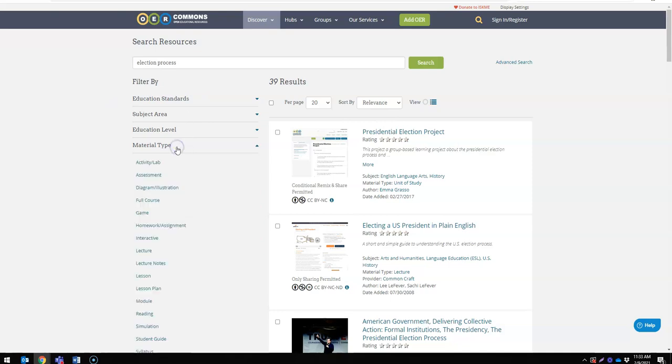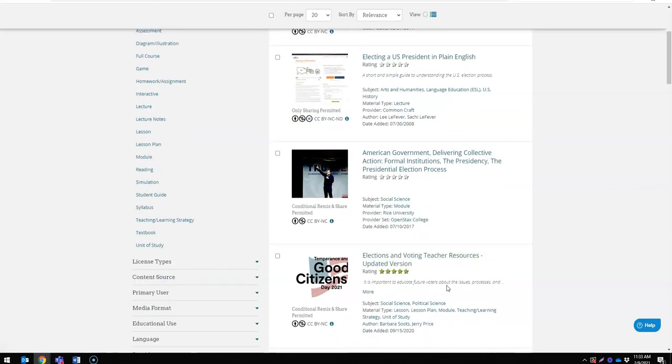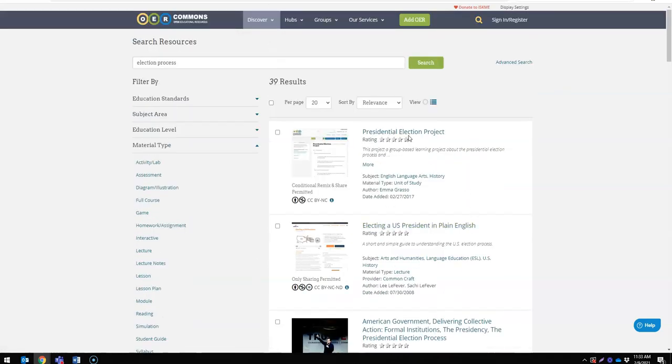We can look at a specific material type if I'm looking for a lecture or a lesson plan or a simulation or so on. Over here on the right are all of the options that came up based on what we searched on, and of course that will change if we filter further. Here you can see this one is a unit of study, this one is a lecture, this one is a module, and so on. The other thing you'll notice, and I could click on here and dig down a little deeper, is over here there are a series of symbols and letters. This is a license that is put on each of these individual items.